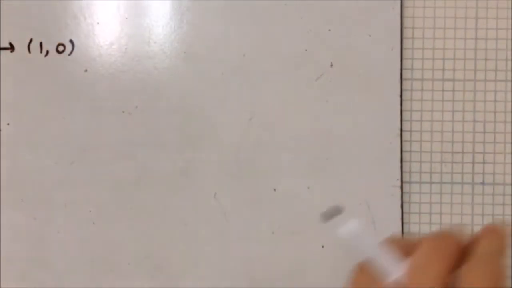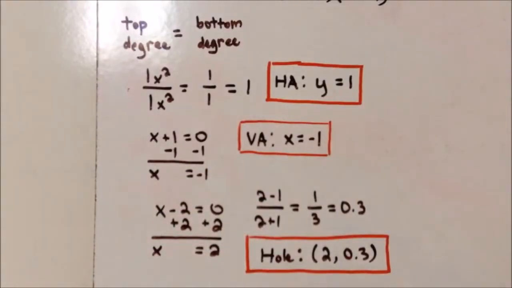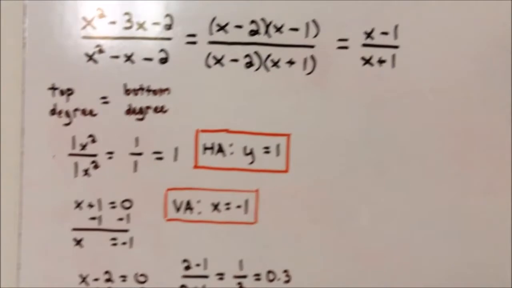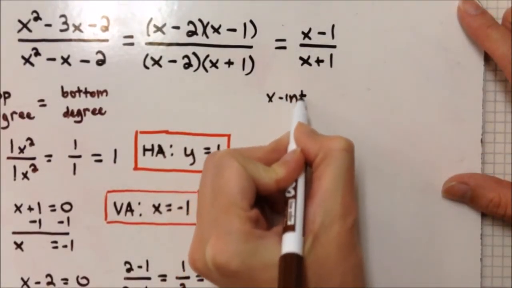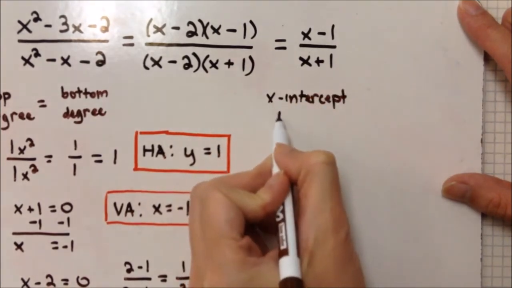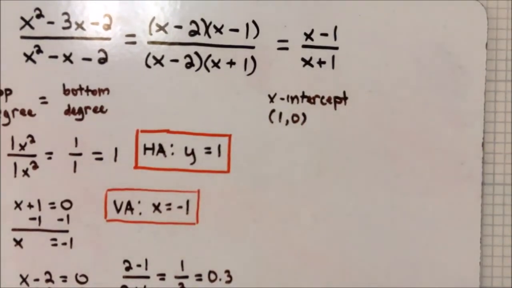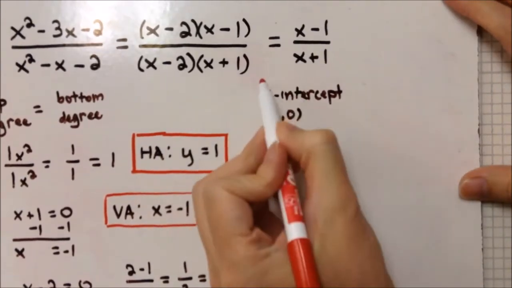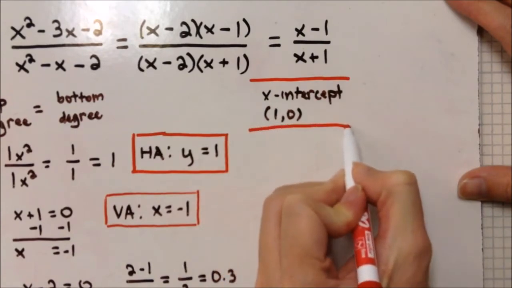so therefore our x-intercept is 1 comma 0. So again, 1 comma 0. So I'm going to write our x-intercept right here, x-intercept (1, 0). And then I'm gonna box this. That's gonna be one of the important coordinate points when it comes to graphing.